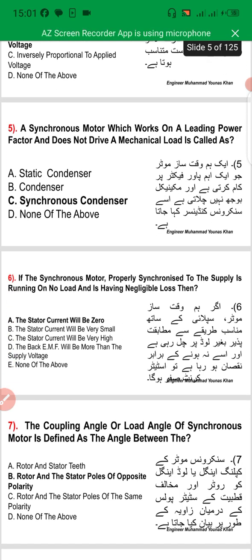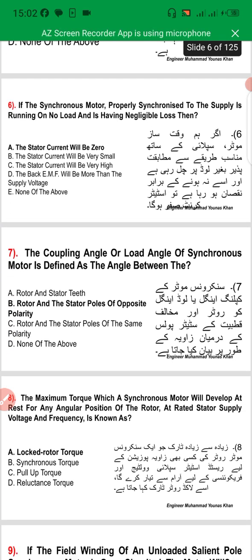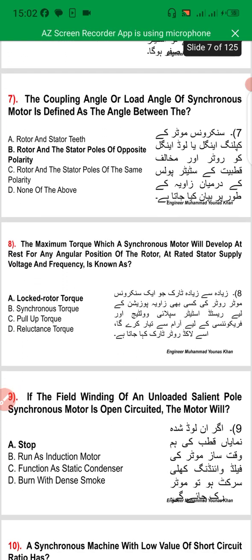A synchronous motor which works on a leading power factor and does not drive a mechanical load is called a synchronous condenser. If the synchronous motor, properly synchronized to the supply, is running on no load and is having negligible loss, then the stator current will be zero.